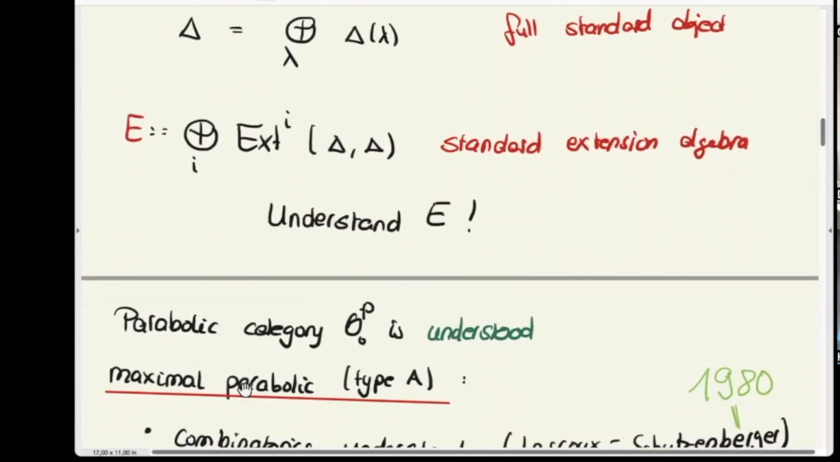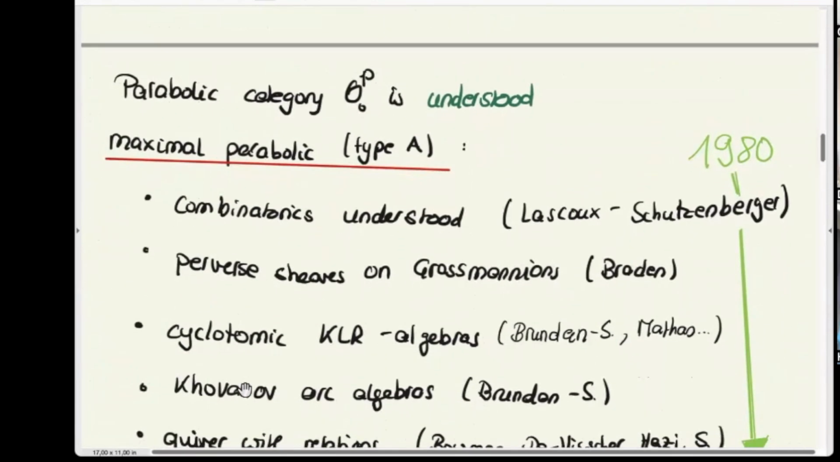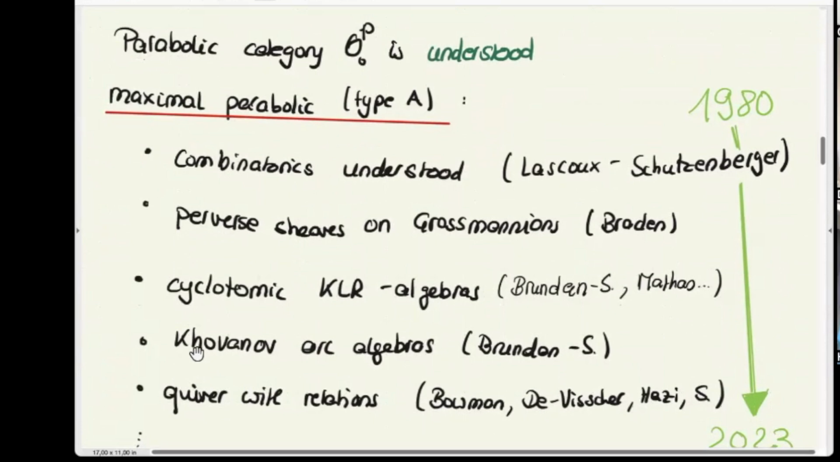Okay. And so parabolic category O, I think this is an old theory. It's well understood. If I'm in this maximal parabolic case, in particular the one we saw above, then the combinatorics is understood by Lascoux and Schützenberger. Braden gave a nice description in terms of perverse sheaves in explicit terms. In modern terms, you can think of cyclotomic KLR algebras or Khovanov algebras. And quite recently one could also give a description with quivers and relations. Although this is not very helpful often because you have lots of vertices in this quiver. But in principle, one should say we understand this.